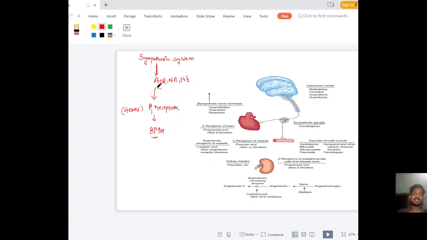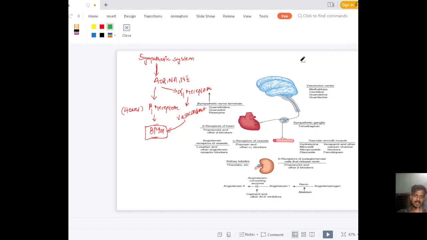Adrenaline also has activity on the alpha receptor, so it also binds to the alpha 1 receptor. And I just told you, when the alpha 1 receptor is activated, vasoconstriction will occur, and this vasoconstriction leads to an increase in blood pressure. This is one mechanism of how blood pressure increases. Let us discuss the second one.